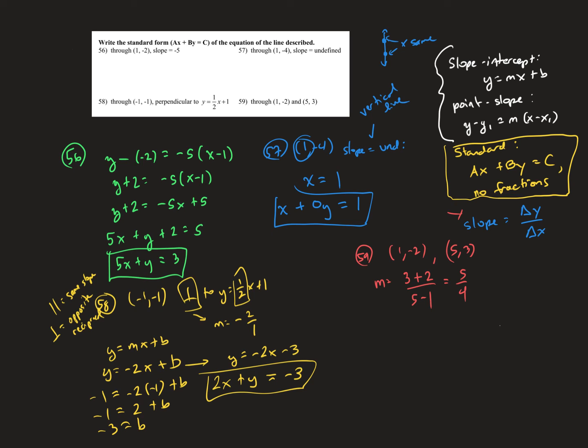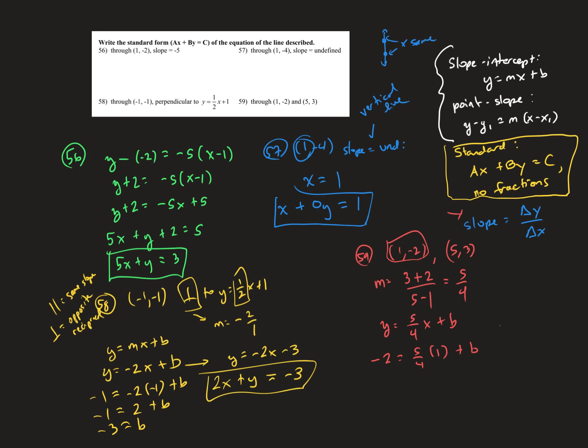And now I'm going to use the slope-intercept approach I just did before, just so you can see it again. So y equals 5/4 x plus b. I'm going to choose one of my 2 points. Let's say I choose this first one. It does not matter which one I choose. And I'm going to plug those in for x and y. I'm going to solve that for b.